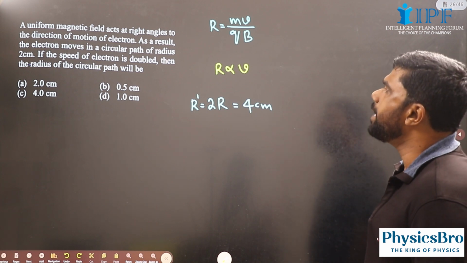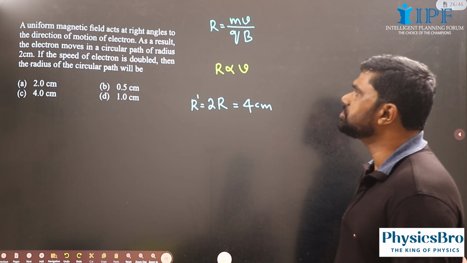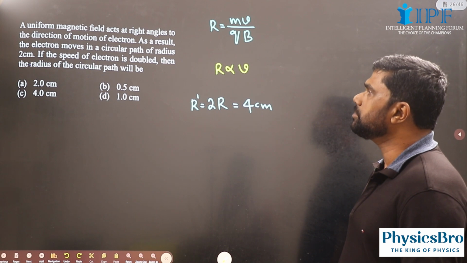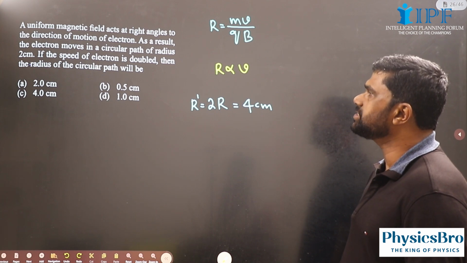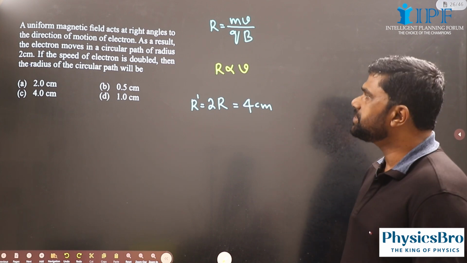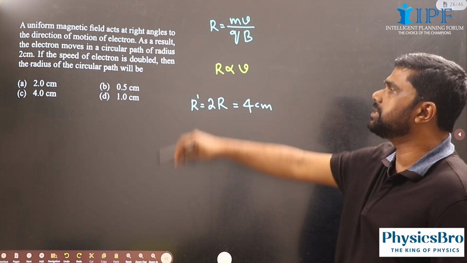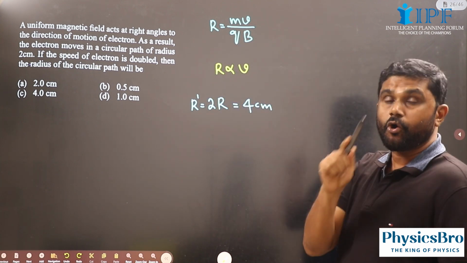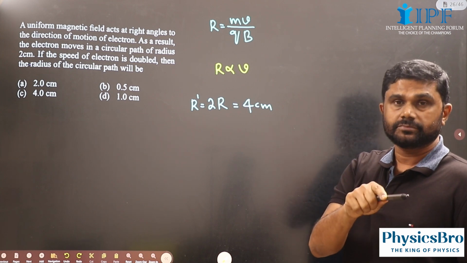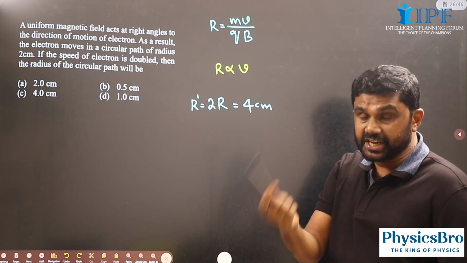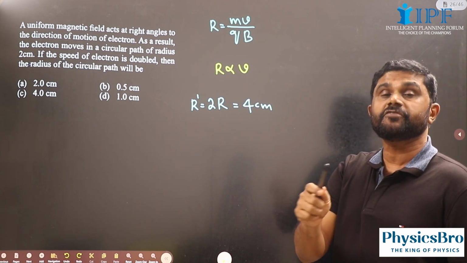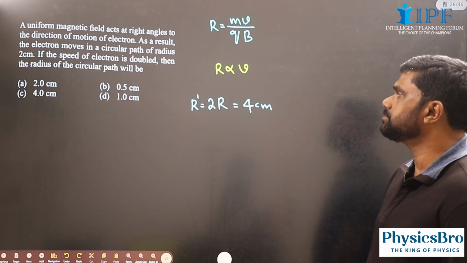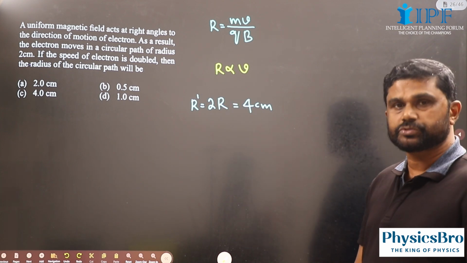A uniform magnetic field acts at right angles to the direction of motion of electron. As a result, the electron moves in a circular path of radius 2 centimeter. If the speed of the electron is doubled, then the radius of the circular path? R equal to mv by qB. Only the speed is changed. Speed we have made twice. So the radius of the circular path also becomes twice. Earlier it was 2 centimeter.